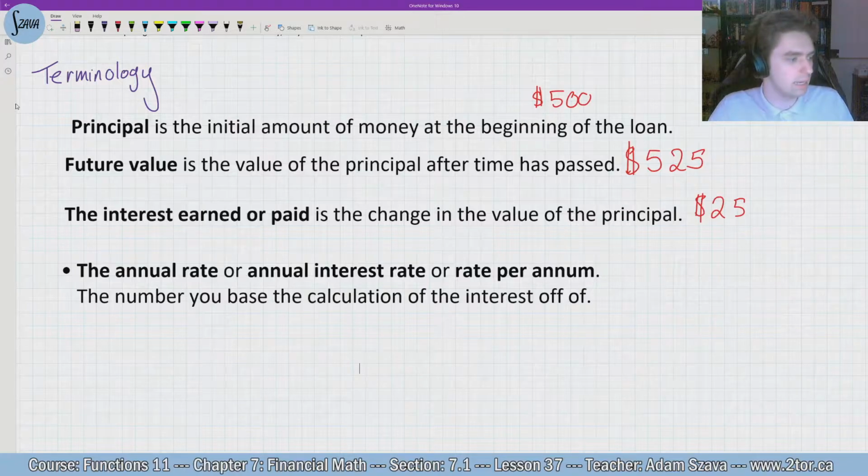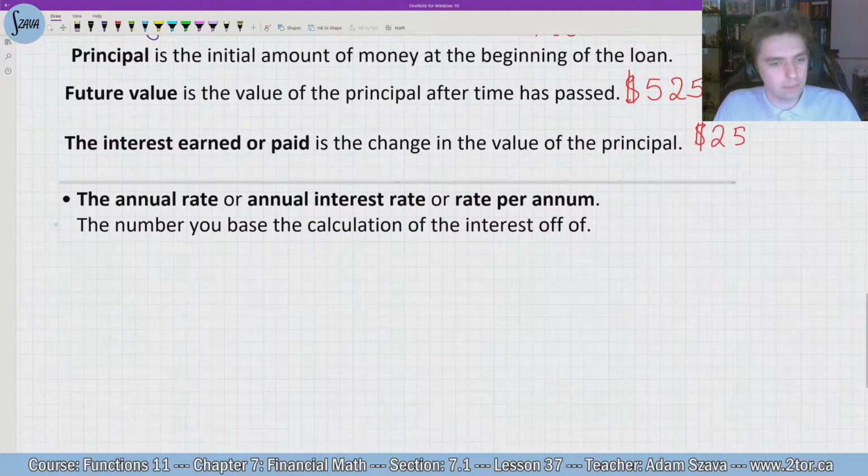And then there are other important words, but you can learn about those when we actually get to that part of financial math. So before we start talking about simple interest, let me explain a little bit more about what I mean here by the annual interest rate.